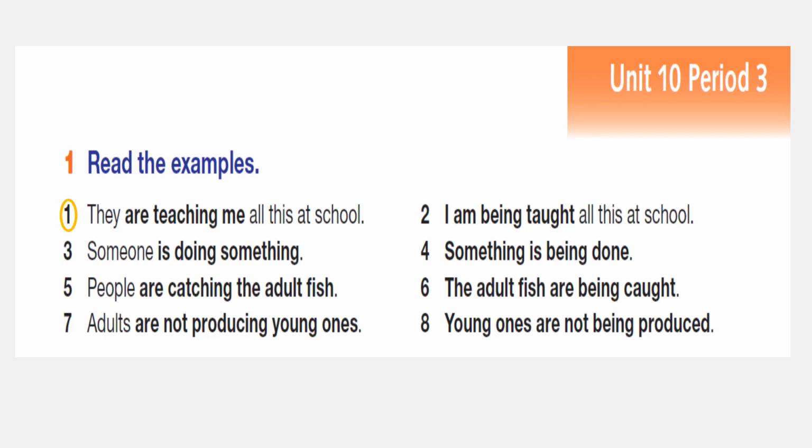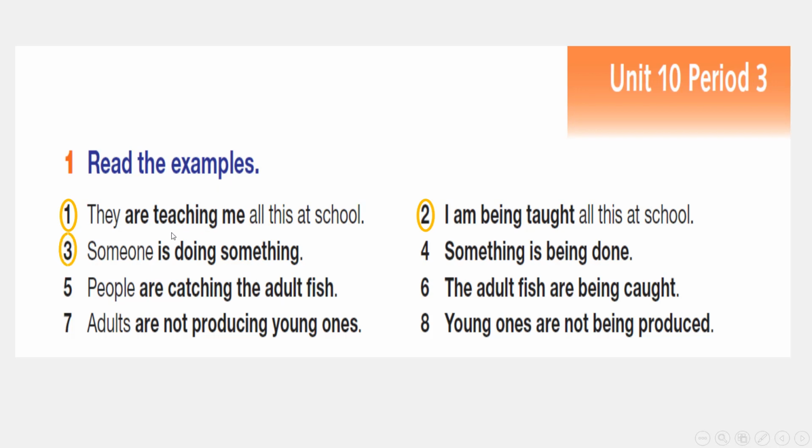Number 1. They are teaching me all this at school. Here this sentence begins with the subject, so it's active. Now we're going to change it into passive, so it becomes I'm being taught all this at school. Now remember that taught is the past participle of teach.